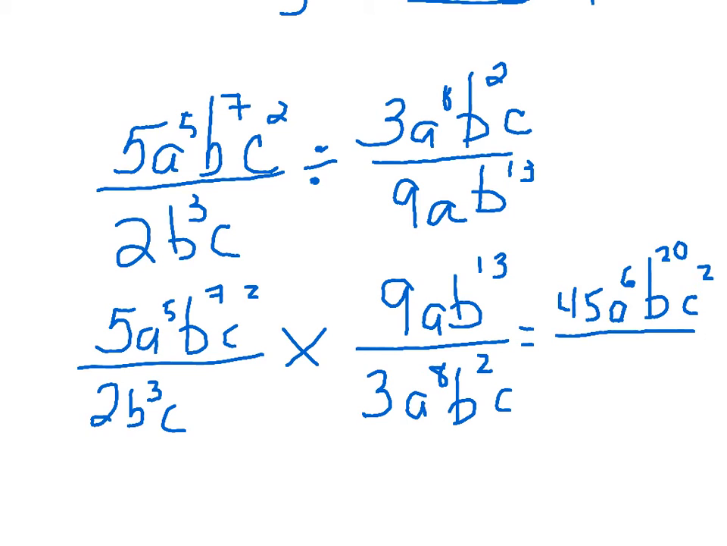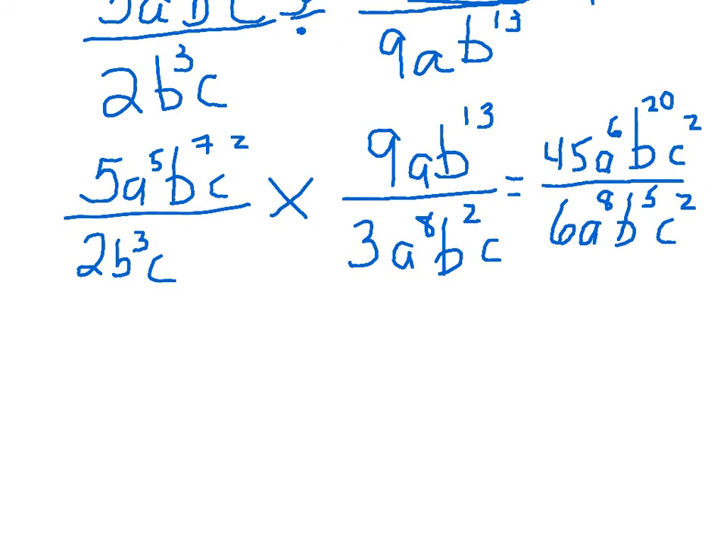On the bottom, 3 times 2 is 6. For letters, we only have a to the 8th to worry about. For b's, we have b cubed and b squared, so that'll be b to the 5th. And then we have a c and a c, so it'll be c squared. Alright, so now what we want to do is reduce. Slide that guy up a little.